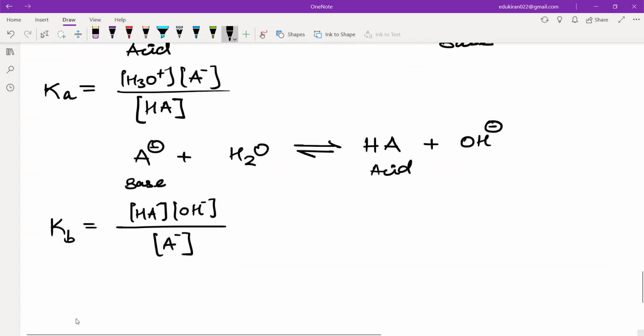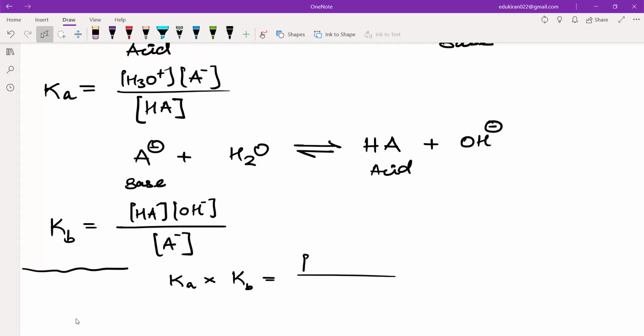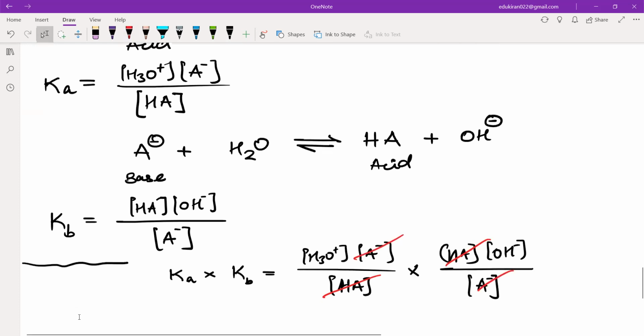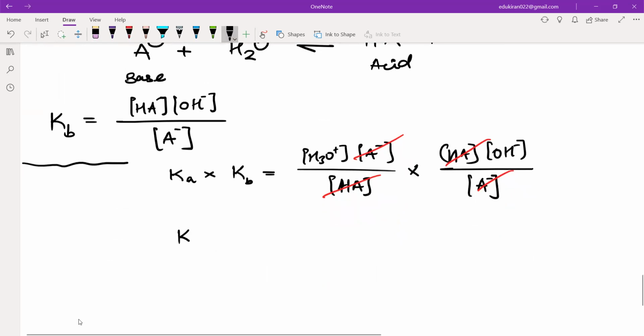So if I multiply these two things, Ka into Kb, this will be equal to the concentration of H3O positive into A negative for Ka divided by HA. Kb is HA into OH negative divided by A negative. I hope you can see that we can cancel a few things. I can cancel HA and HA. I can also cancel A negative and A negative, and this will lead to Ka into Kb of conjugate acid base pair.